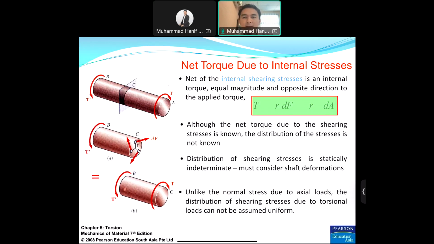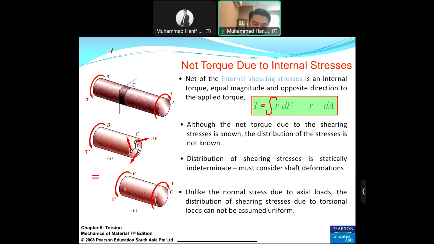If you talk about stress, it is internal, for example internal axial stress, internal normal stress. For the torque, it will be related with the internal shearing stress. Here the internal shearing stress gives an internal torque equal in magnitude and opposite in direction to the applied torque. So we do have this formula, which is coming from the static 3D formula.